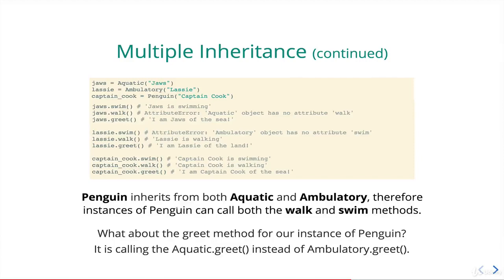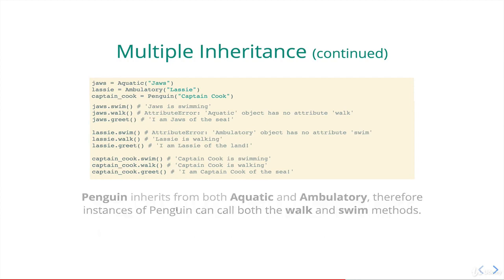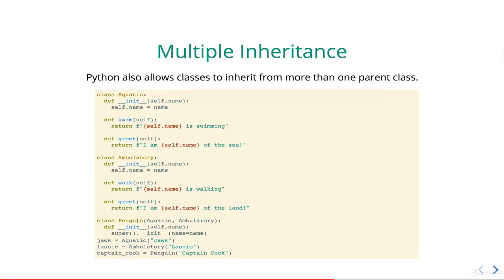Hey, welcome back. So we saw multiple inheritance. We saw the trivial example of aquatic and ambulatory and penguin classes, where the penguin class inherited both from aquatic and ambulatory, two different classes. They both had a greet method, and the question was, why does it call one greet versus the other, and how is that order established?